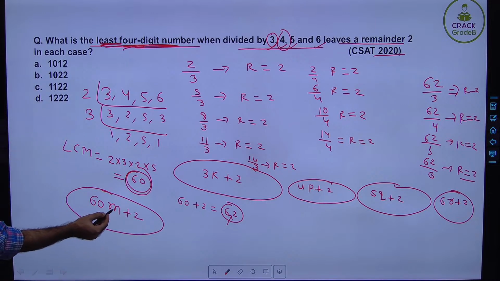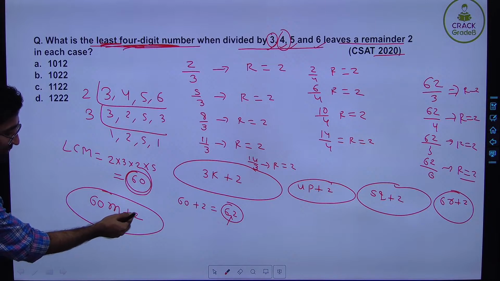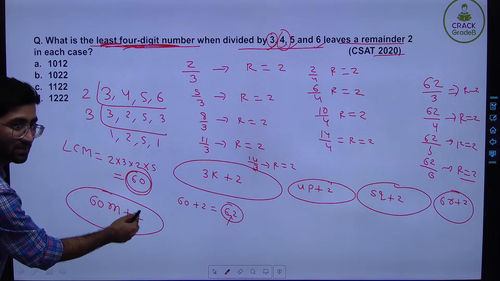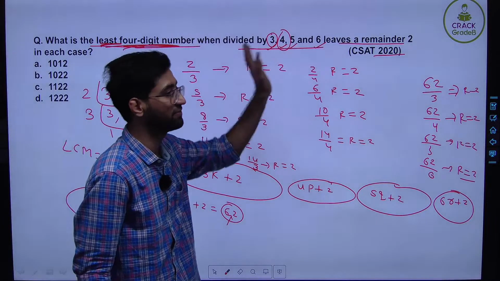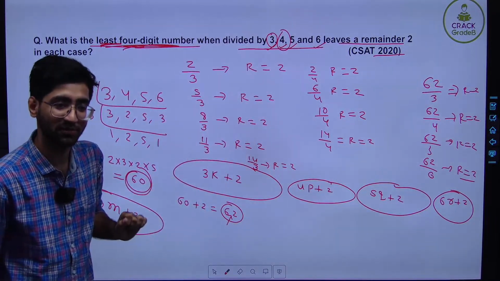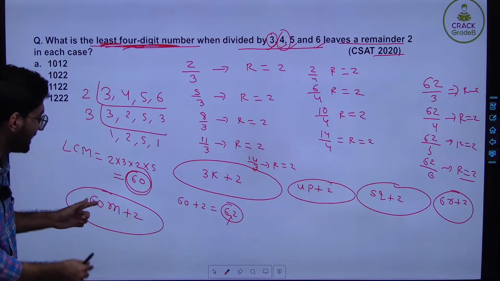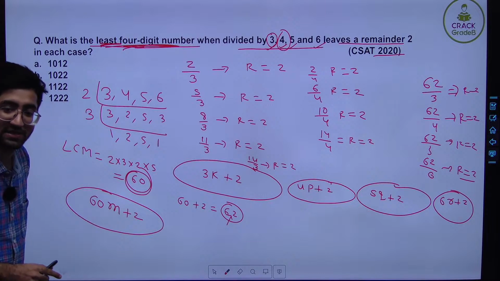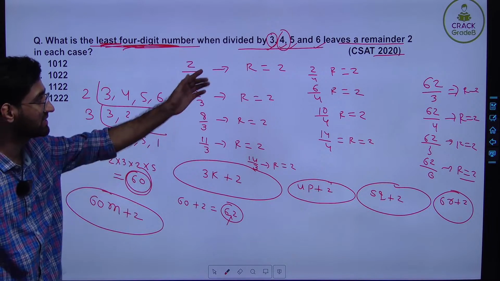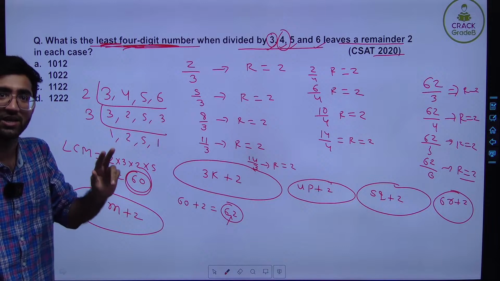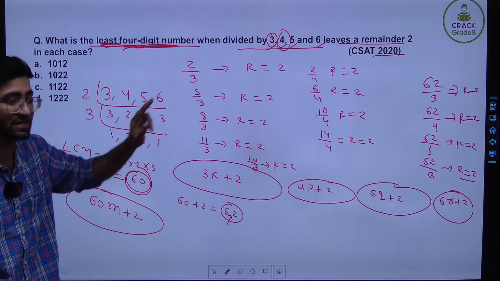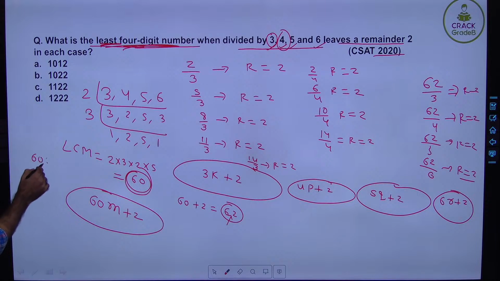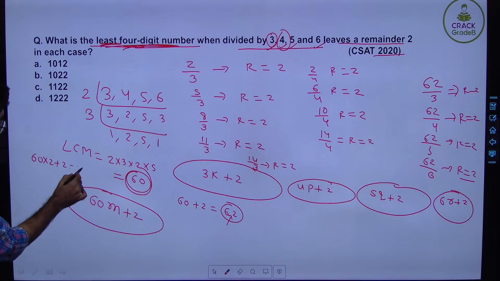Okay, if you put the value of m as 0, you will get 2. If you divide 2 by 3, 4, 5 and 6, the remainder will be 2. Right? If you put the value of m as 1, 60 into 1 plus 2 is 62, means if you divide 62 by 3, 4, 5 and 6, you will get remainder 2. If you put the value of m as 2, you should try that.